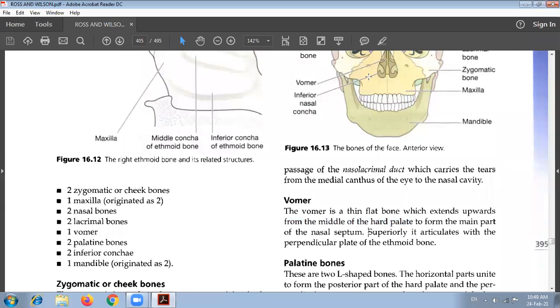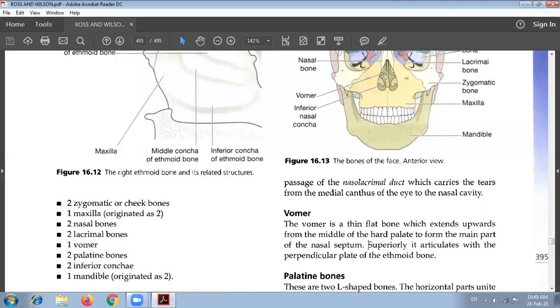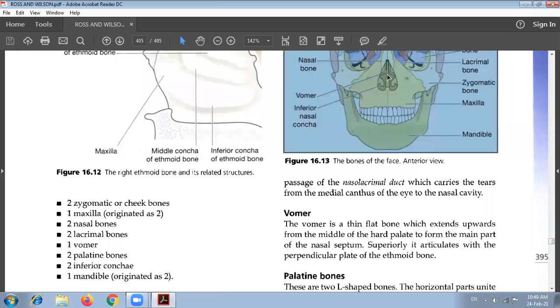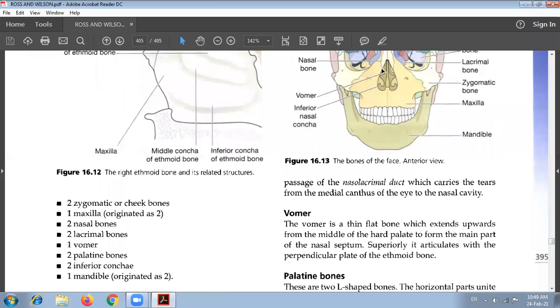So the vomer, you can see, is a straight line bone. The vomer is a thin flat bone which extends upward from the middle of the hard palate to the main part of the nasal septum. So it divides our nose into left and right sides. So this is the left side and this is the right side. So this is all.